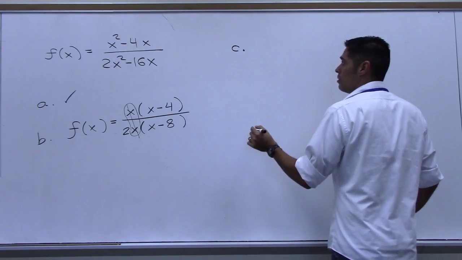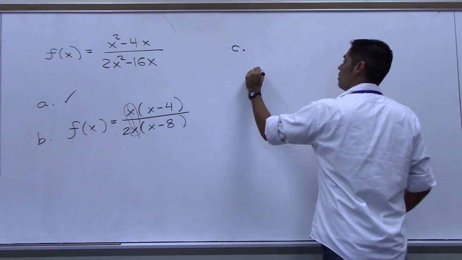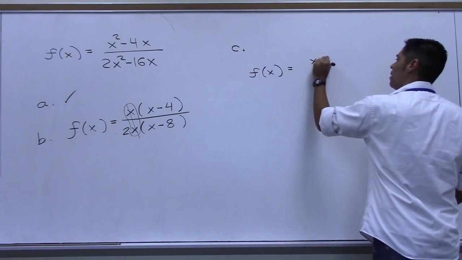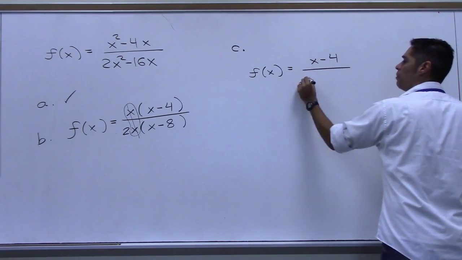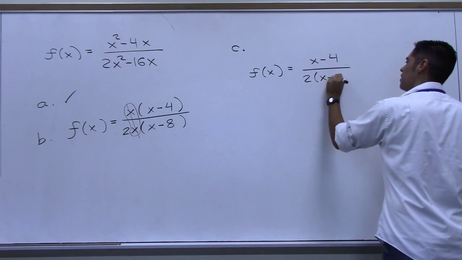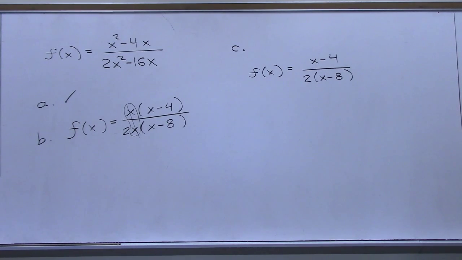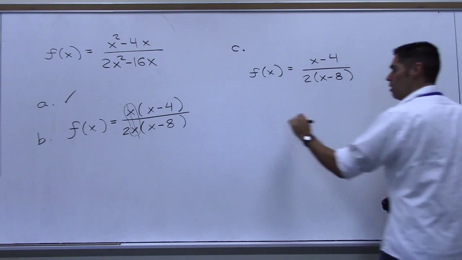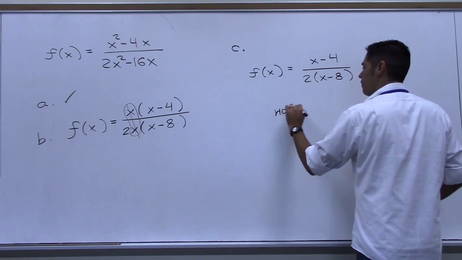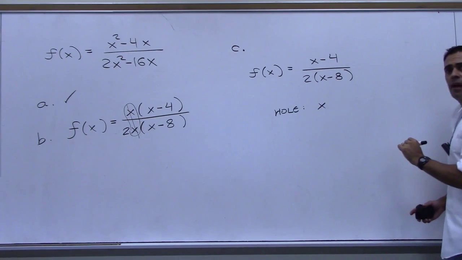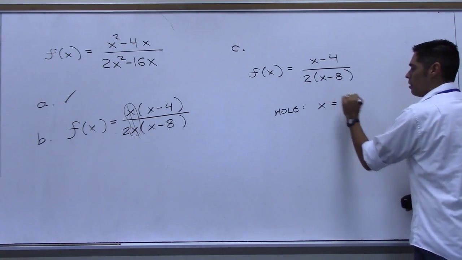That's right. So now we say, okay, we have a common factor, right? When we cancel it out, we're left with x minus 4 on top. On the bottom, we're left with 2, and then x minus 8. But we have to remember that we're going to have a hole wherever that common factor is equal to 0. So I'm going to have a hole in my graph wherever that common factor, which was x, is equal to 0.